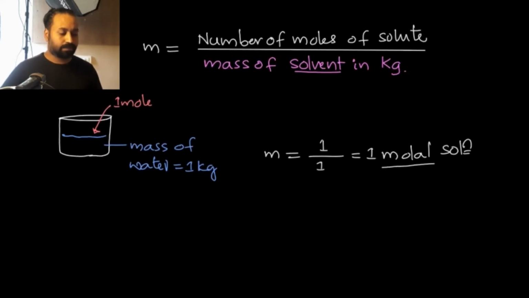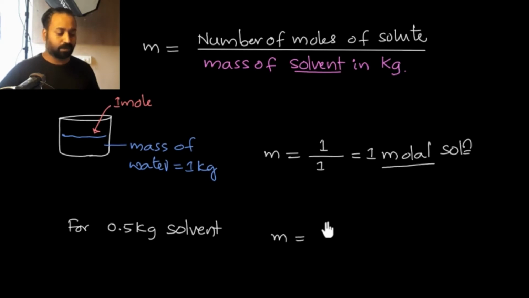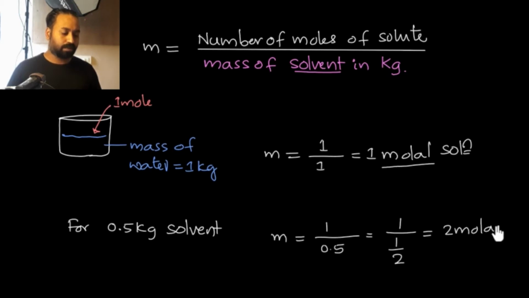Now, in the same way, assume I take 0.5 kg, half a kg of solvent. In that case, what happens? Molality is equal to the number of moles added, 1, divided by the mass of the solvent taken, 0.5 kg. Instead of 1 by 0.5, I will write one more step: 1 divided by 1 by 2, then it becomes a 2 molal solution.